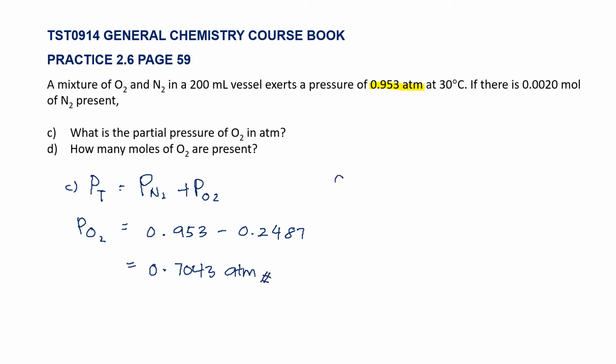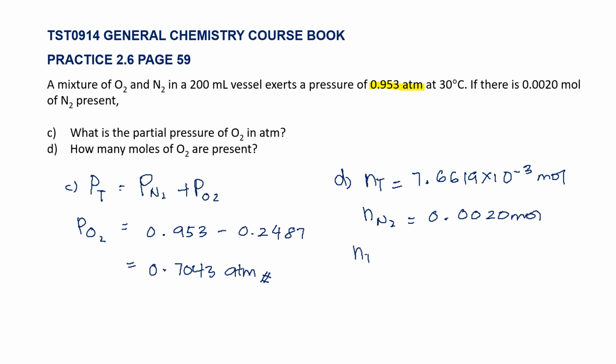How about question D? Question D asks us how many moles of O2 are present. If you remember, in A we have already calculated the N total, which is 7.6619 times 10 to the power of negative 3 mole. And we also have the N for N2 given in the question, 0.0020 mole. So N total equals N for N2 plus N for O2, and you can just subtract to get the NO2.